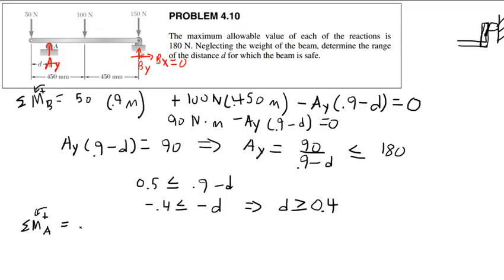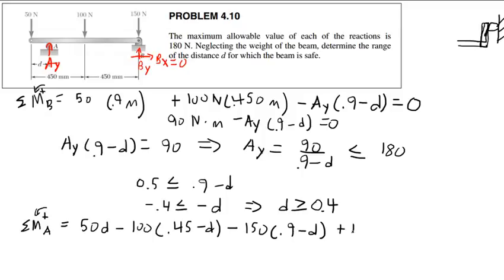Well, if we sum moments about A, counterclockwise positive, I'm going to end up with 50 times D minus 100 times, this is going to be 0.45 minus D. And then, let's say, minus 150 times, let's see, it's going to be 0.9 minus D, plus BY times the same 0.9 minus D. And that equals 0. What a mess.